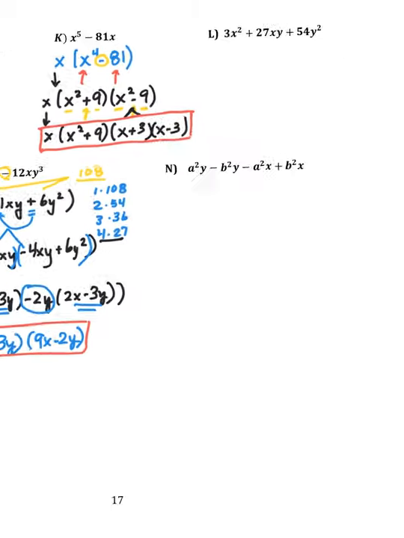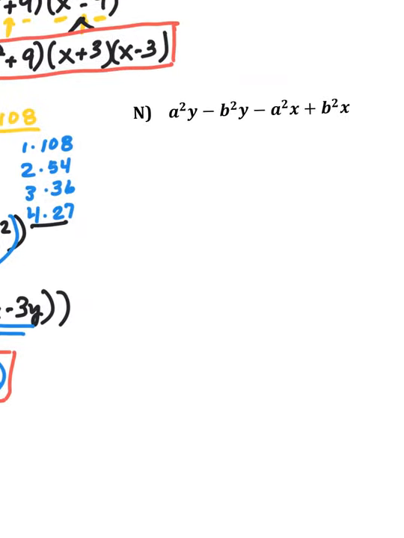Okay, let's try letter N. A lot of variables, right? 4 terms. The first thing I'm checking is, is there a GCF? Let's see. I don't see anything they all have in common. But with 4 terms, I'm going to try factoring by grouping and see if that helps. Alrighty, a squared y minus b squared y. The GCF here would be y, and we are left with a squared minus b squared.